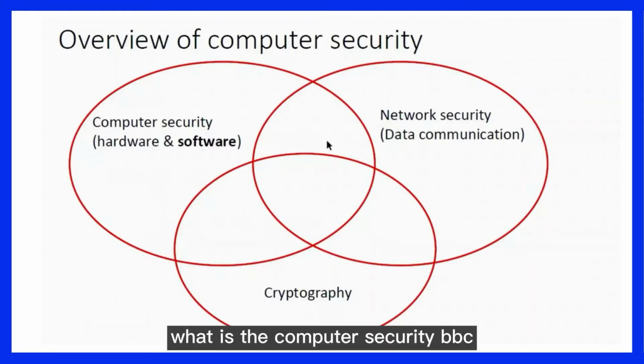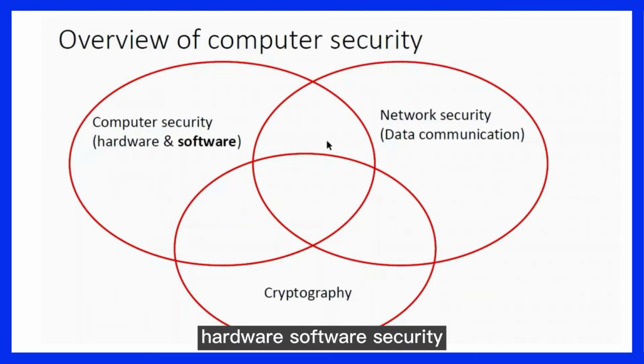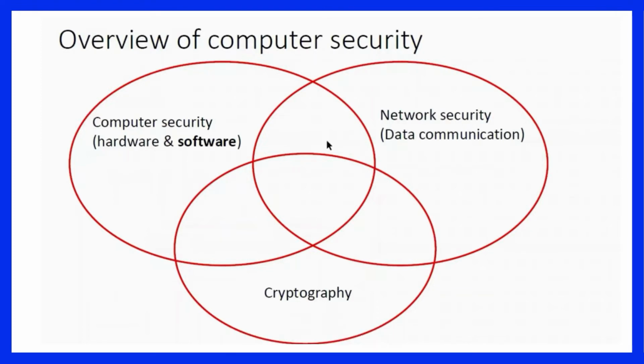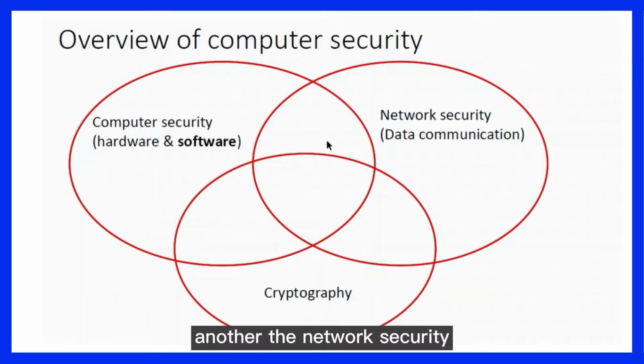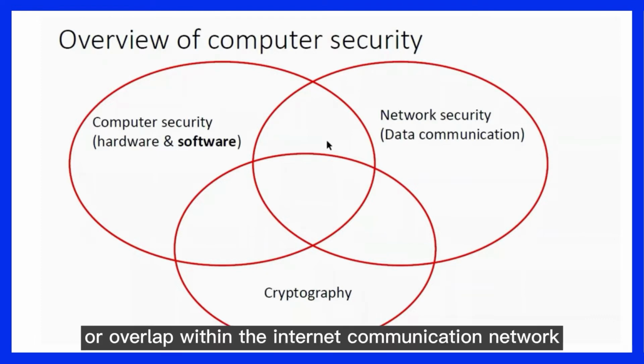What is computer security? Basically, computer security includes three parts. One is hardware and software security, mainly software security. Another is network security. The third part is cryptography. The three parts have some intersection or overlap.